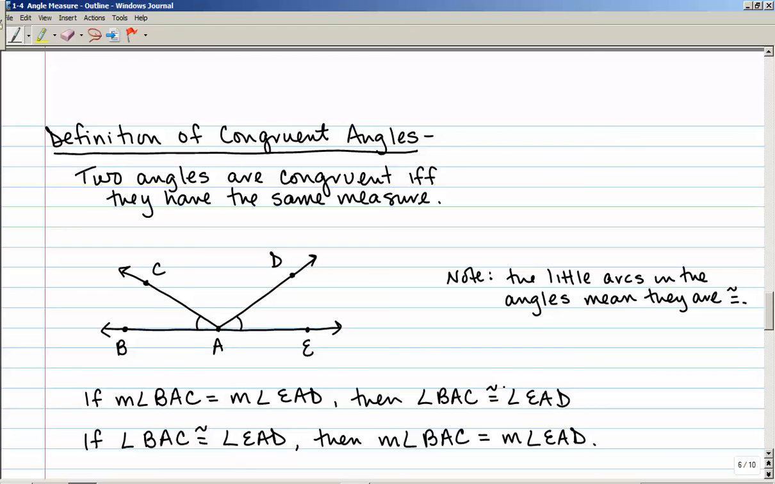And the converse of that is also true. If the 2 angles are congruent to each other, then their measures are equal. Remember, the angle itself refers to that angle. The little m means the measure of that angle, so something like 30 degrees or 50 degrees.